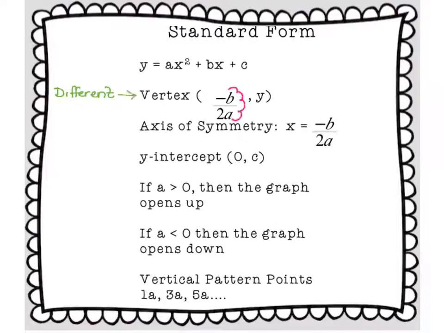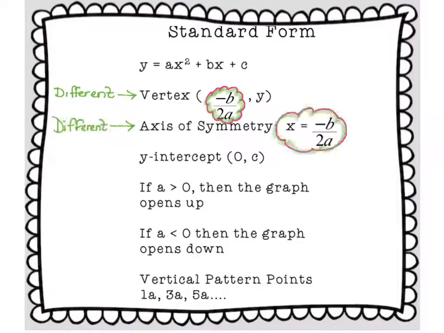And here is something that is different about this particular template. You will not be able to see the vertex from the template. You have to basically solve for the vertex. And you do so by defining b, defining a, and creating a number out of that. And then you have to plug that number back into the sentence to find the partner value y.